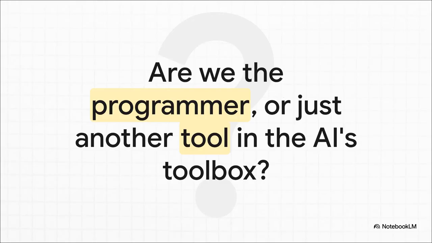And that brings us to our final thought. As these agentic systems get better and better, more capable of orchestrating these really complex tasks all on their own, it raises a pretty fascinating question about the future of software development itself. Are we building tools for an AI to use, or are we slowly becoming just one more tool that the AI itself learns to direct? It's definitely something to think about.